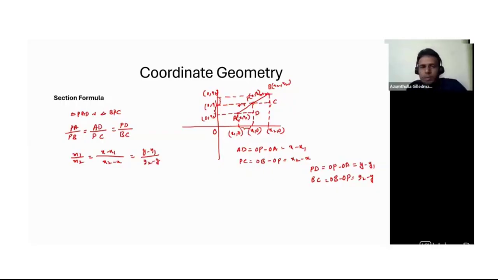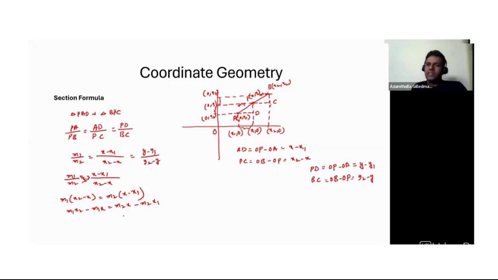Now, as we did in the earlier problem, just equate the x terms to m1 by m2 once, and then the y terms to m1 by m2 once. Then you will get what is x and what is y. Can I say m1 by m2 equal to x minus x1 by x2 minus x? Now cross multiply. So m1 into x2 minus x equal to m2 into x minus x1. Then if I expand, m1 x2 minus m1x equal to m2x minus m2 x1.